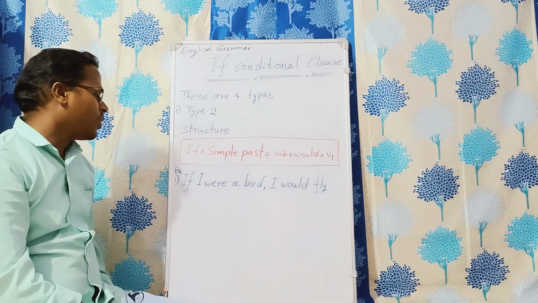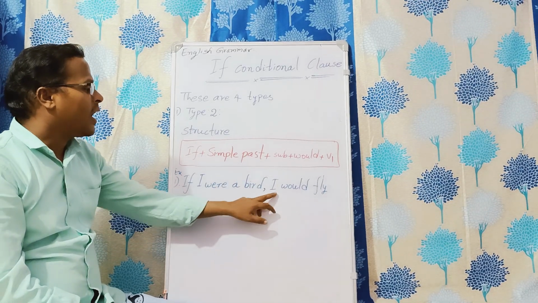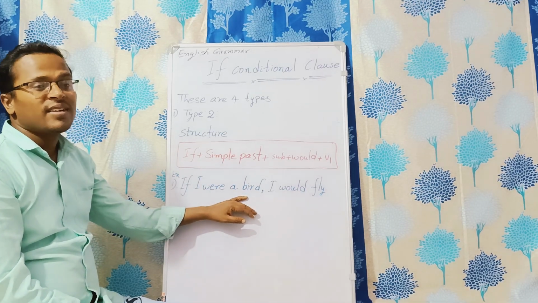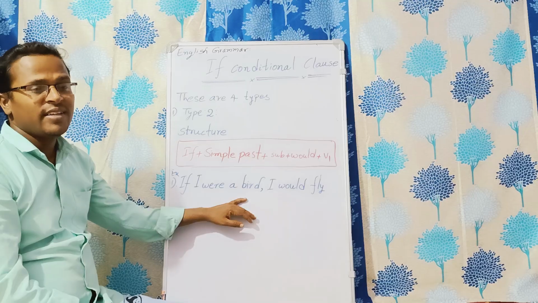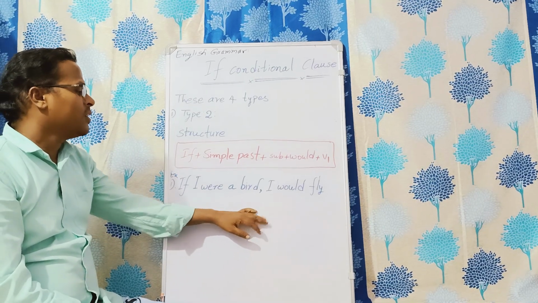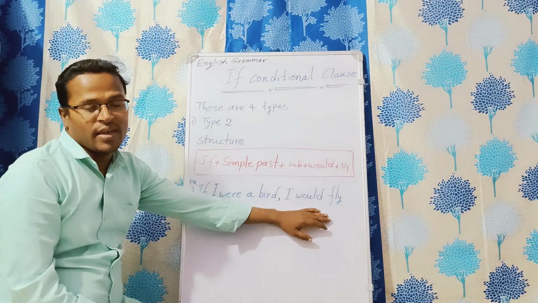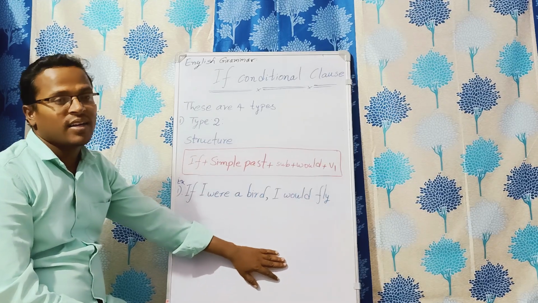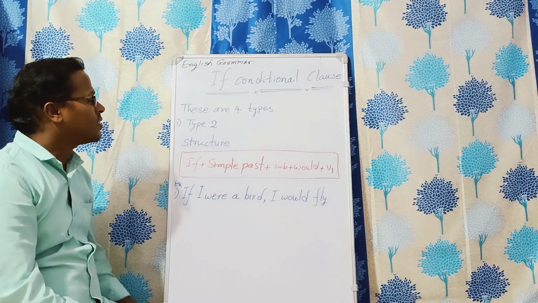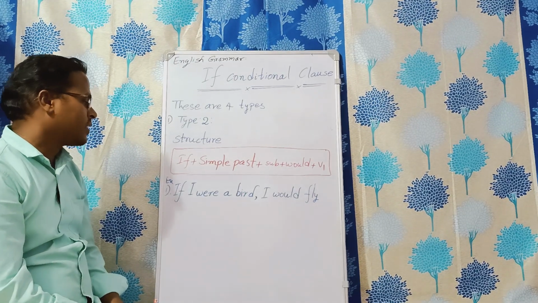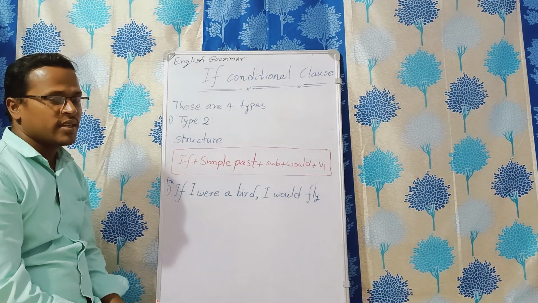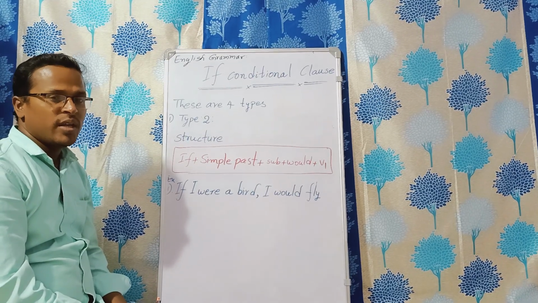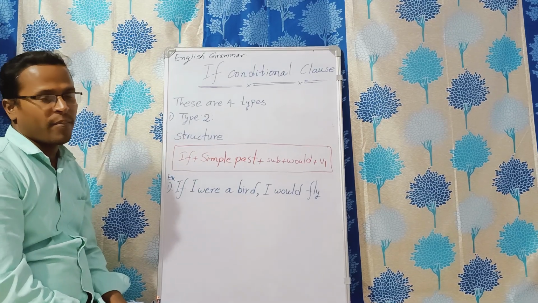For example, if I were a bird, I would fly. If I were a bird is not a reality situation. It is an imagination, and I would fly is also a future happening that does not occur. This is type 2 conditional clause. In type 2, the speaker does not talk about the real situation, reality. He only imagines the future happening.